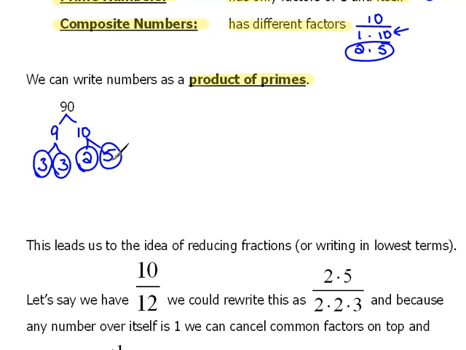So now, if we were to multiply all of these things together, we would get 90. 3 times 3 would be 9, times 2 would be 18, times 5 would be 90. This is writing a number as its product of primes. Now when we do this, we always want to make sure that we write it out smallest to largest. So the proper way of writing this multiplication would be 2 times 3 times 3 times 5, so that we're listing them in order from smallest to largest.